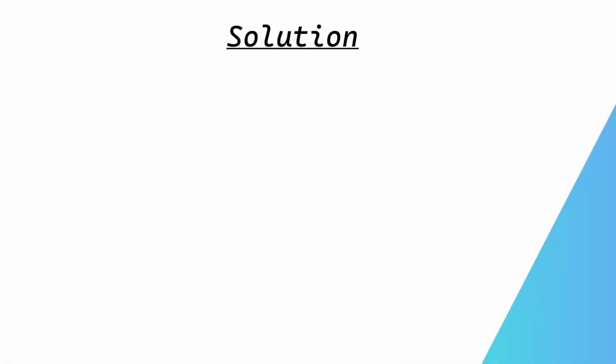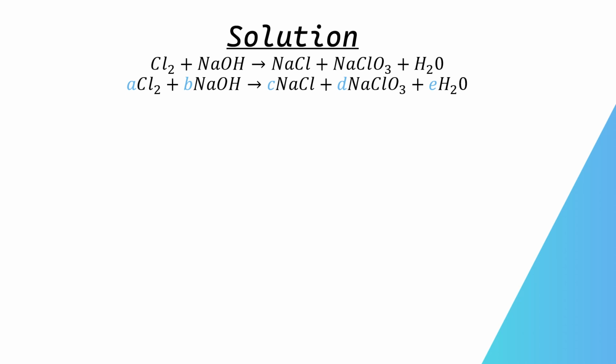The solution. So our equation is Cl2 plus NaOH going into NaCl plus NaClO3 plus H2O. Now we use alphabets as our coefficients. We have ACl2 plus BNaOH going into CNaCl plus DNaClO3 plus EH2O. Now, for Cl, write an equation. So realize that 2 of A on the left hand side will give us 1C plus 1D.